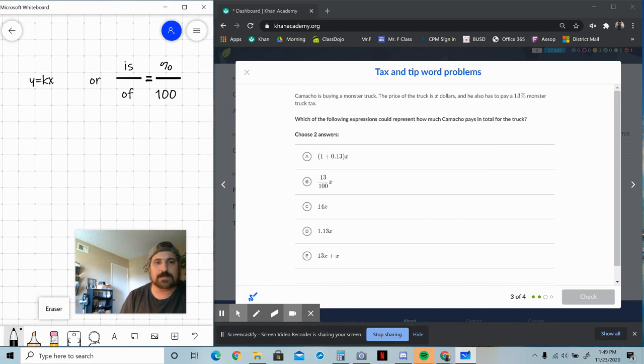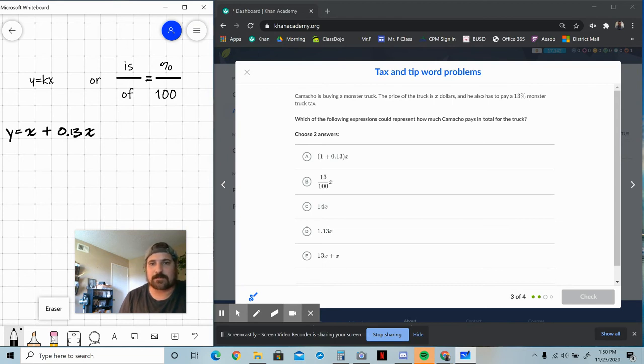Well, we know that the price of the truck is X dollars. So let X equal the price of the truck, okay? So 100% of X is just X. It says he also has to pay a 13% monster truck tax. So he's going to add 13% of X. So this is the total amount that he's going to pay, right? You can think of it as, if you want, Y equals, where Y is the total amount he's going to pay.